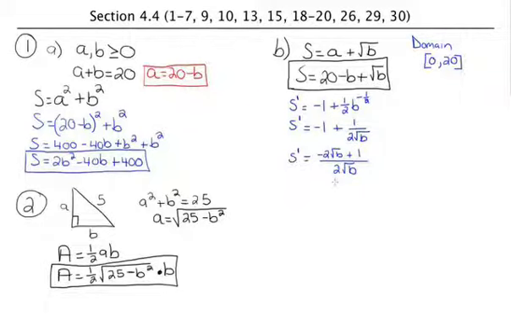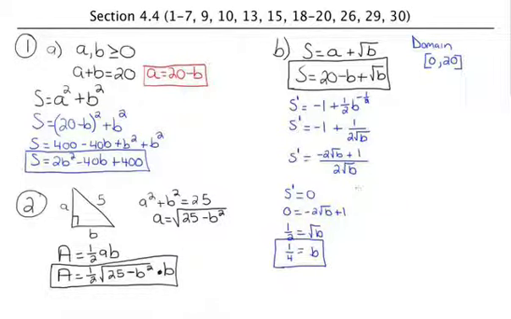So now I'm ready for my critical values. So I need to find out when the derivative equals 0. And that is going to happen only when the numerator equals 0. So I've got 0 equals negative 2 root b plus 1. Subtract 1, divide by negative 2. It looks like I've got the square root of b equals 1/2. So square both sides, and I get b equals 1/4. So I got a critical value at 1/4. So that'll go on my sign chart.